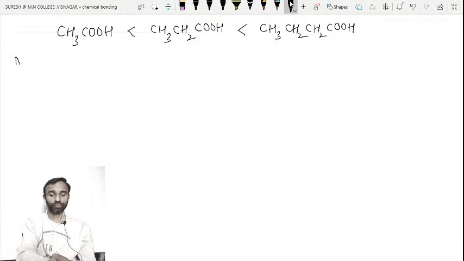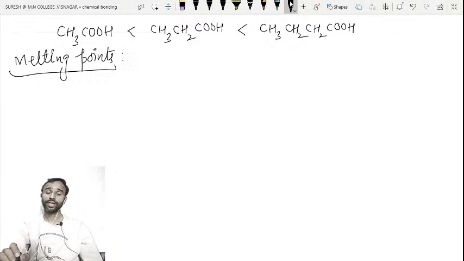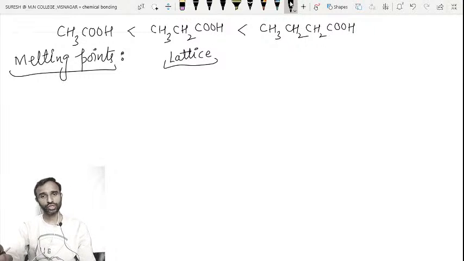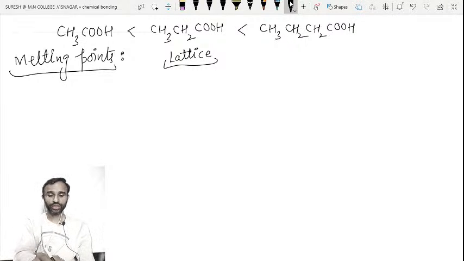Okay, now melting points. Keep in mind, melting point has no regular trend. Why is it so? Because here there is a lattice, and the molecules which fit better in the crystal lattice have higher melting point.